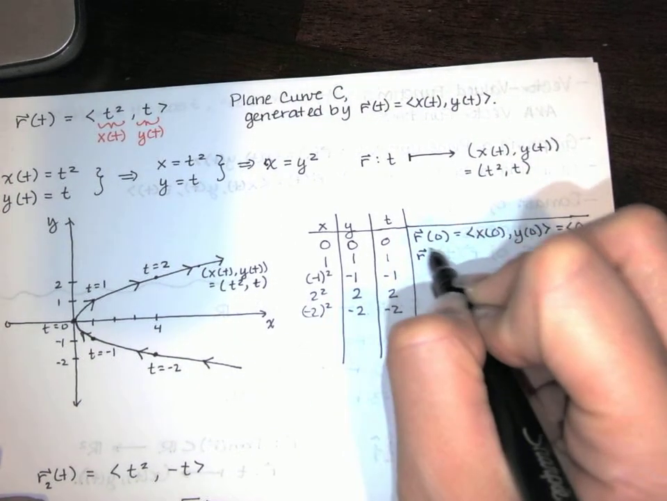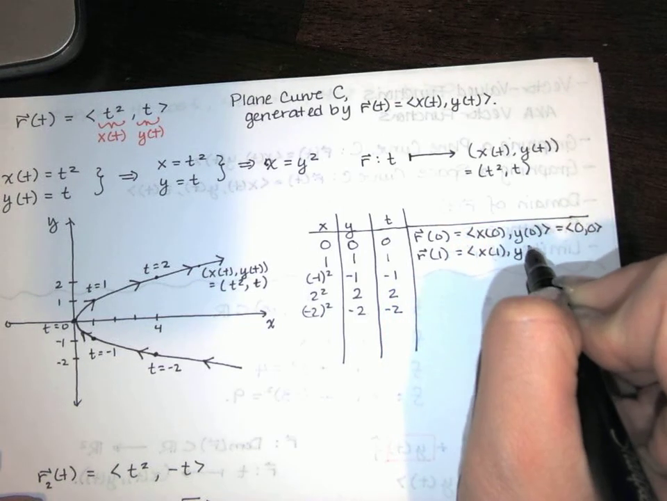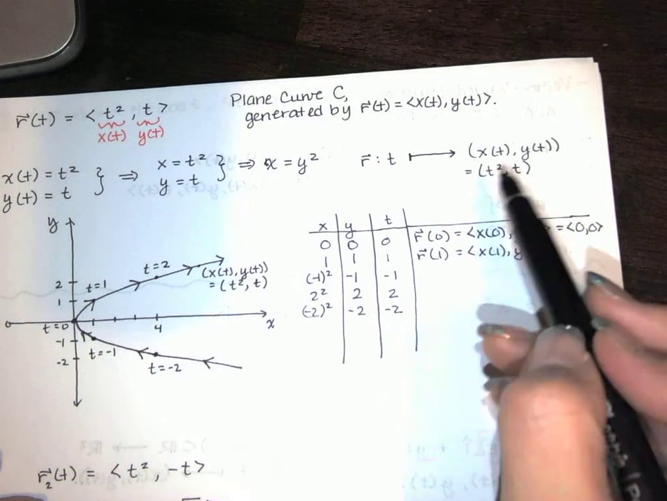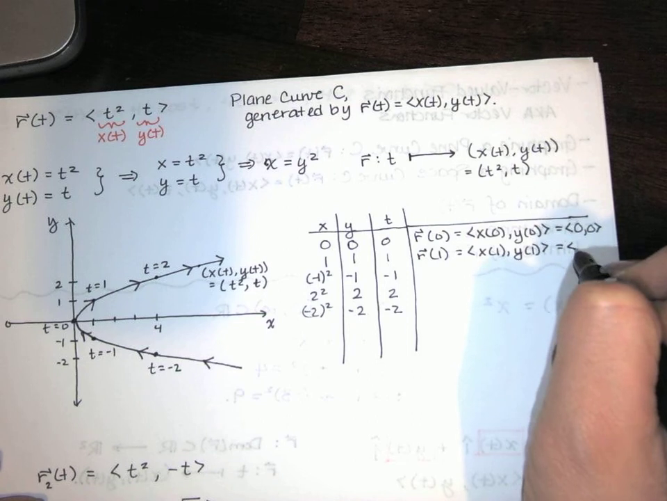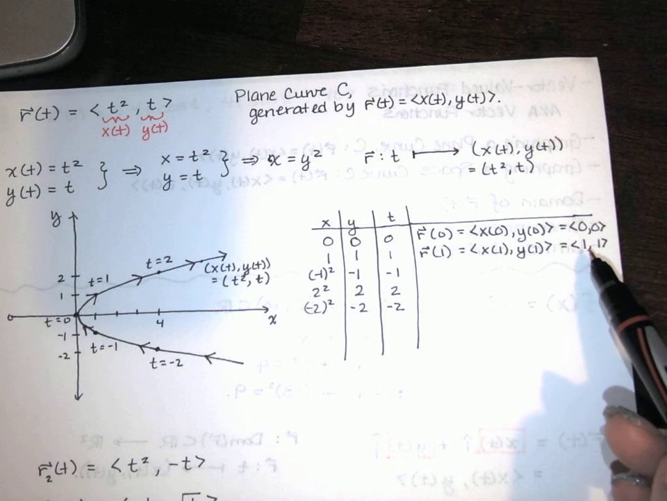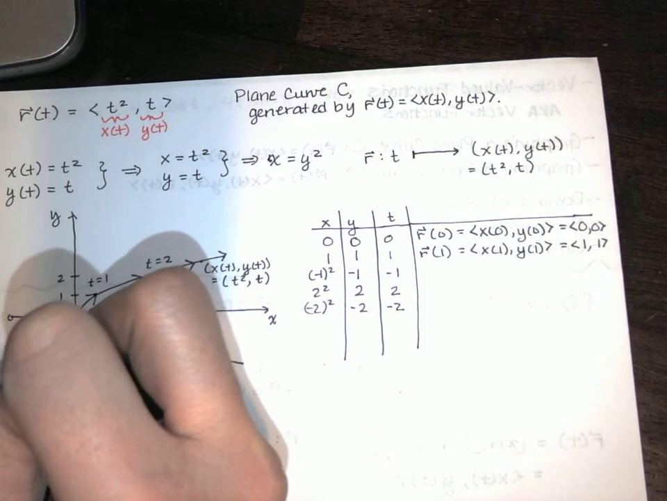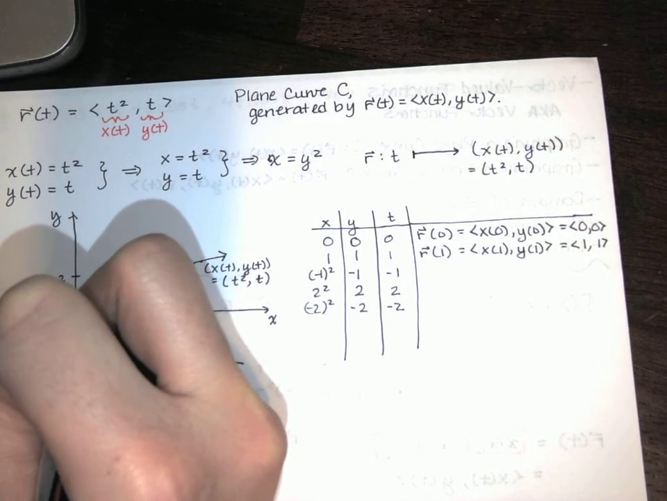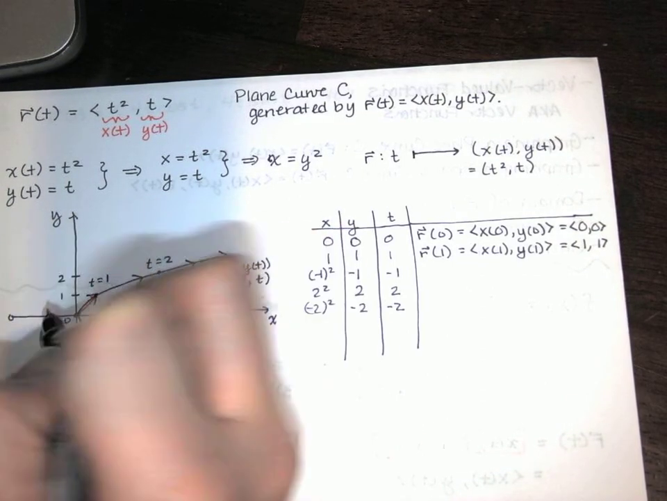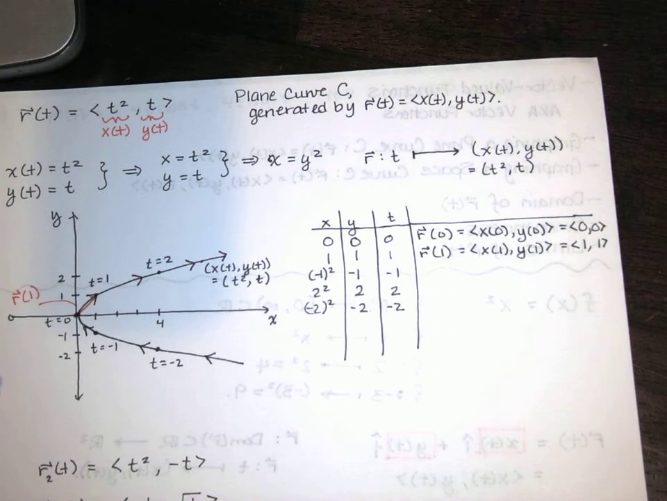Now when I substitute in t equals 1, I get x of 1, y of 1, and that's 1 squared and 1, so I just end up at 1, 1. So r of 1 is actually the vector that goes 1 unit in the x direction and 1 unit in the y direction. Usually we have its initial point at the origin. So r of 1 is the vector that points from there to there. It's a little bit hard to see, but that's r of 1.